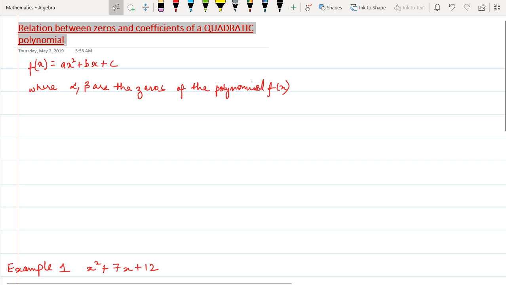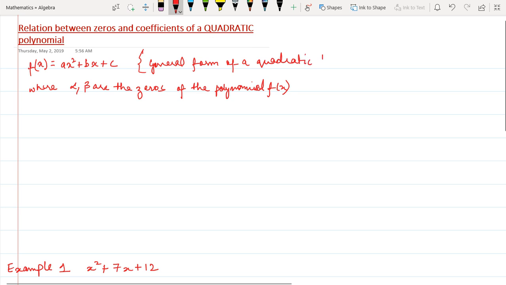So f of x is equal to ax square plus bx plus c. Now remember, what is this? This is the general form of a quadratic equation. And what I see here is that this is a quadratic equation of degree 2, so it will have two roots. Let me call those two roots alpha and beta, and alpha and beta are going to help me form this equation, that is the quadratic equation.